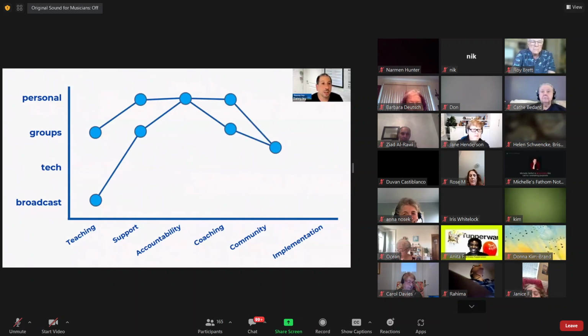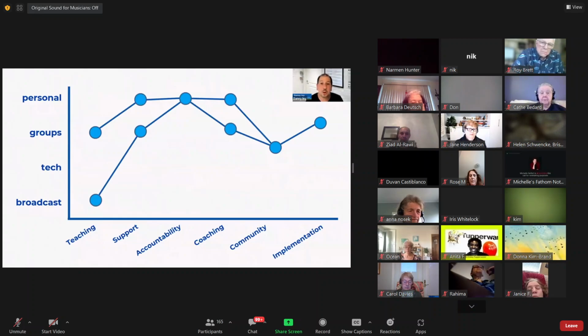Community will be kind of between groups, but intermediated by technology. And the implementation will be done in groups by getting people together to just do the work. And these are, of course, different options. You can map out whatever fits for your course.